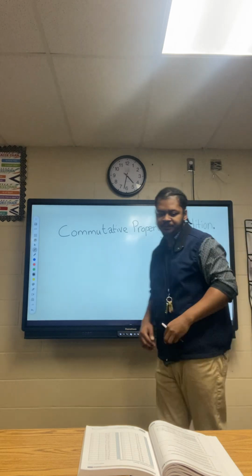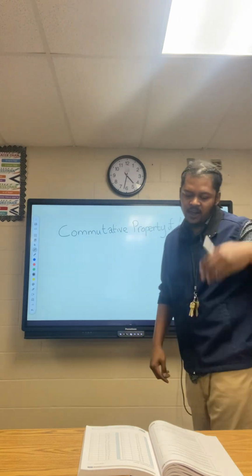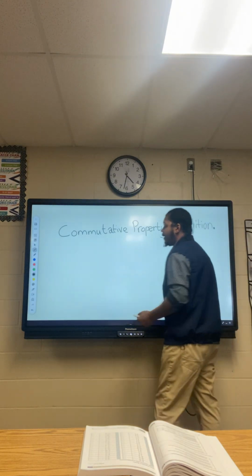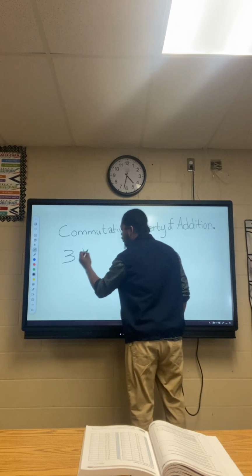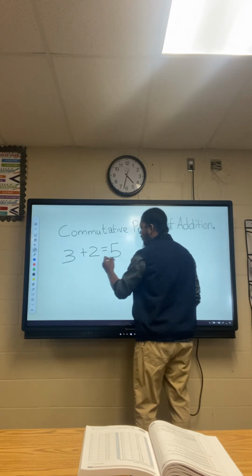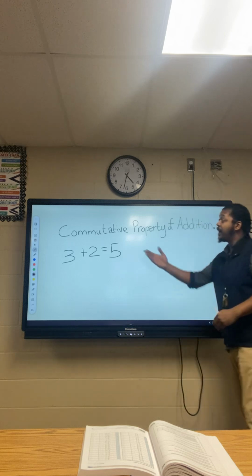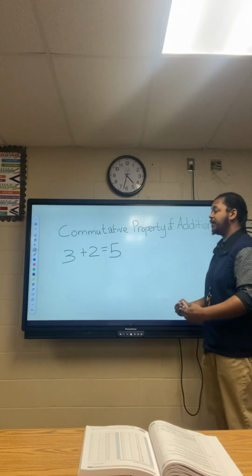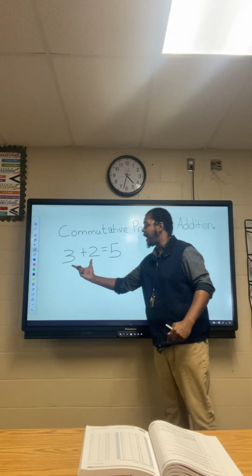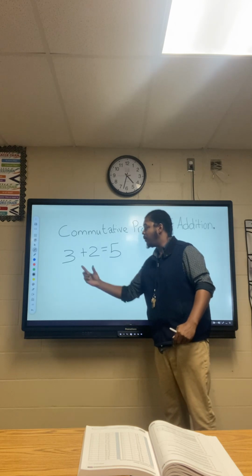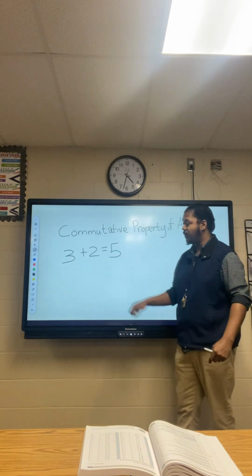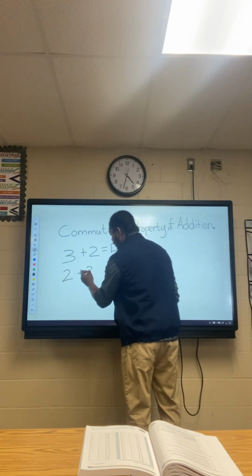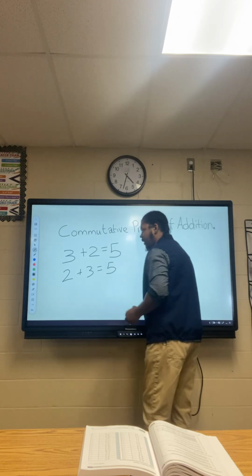So the commutative property of addition is going to look like this as an example. We all know that 3 plus 2 equals 5. With the commutative property of addition, no matter how you flip your addends, you'll have the same result. So if that's true, then we know that 2 plus 3 also equals 5.